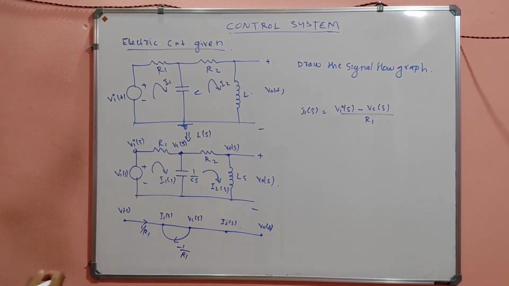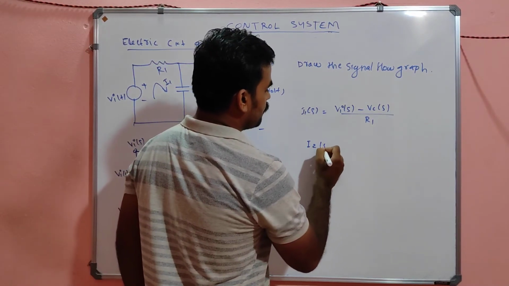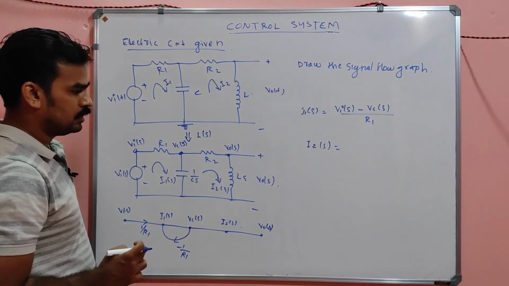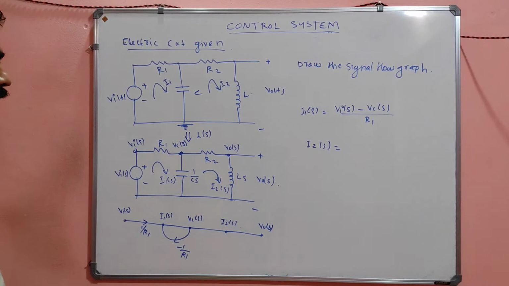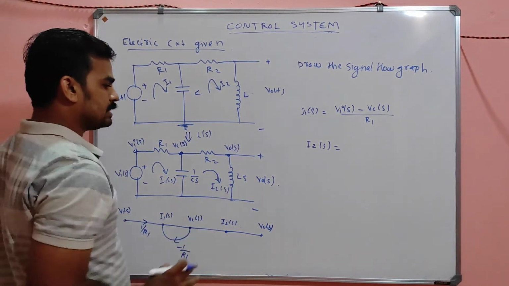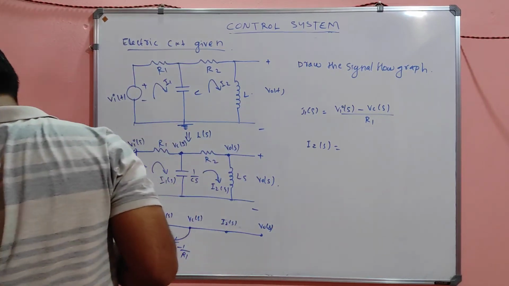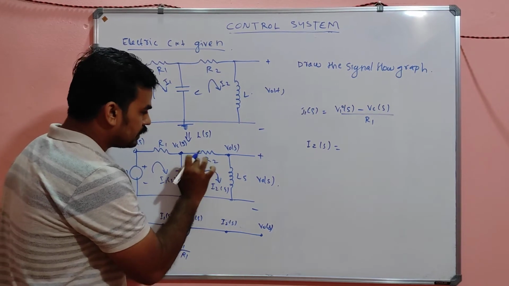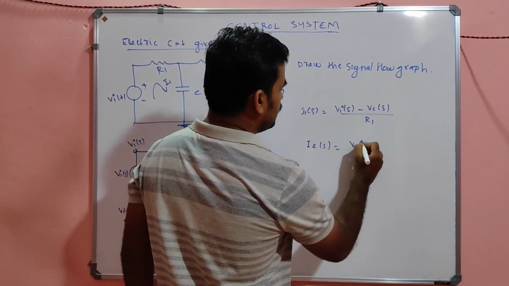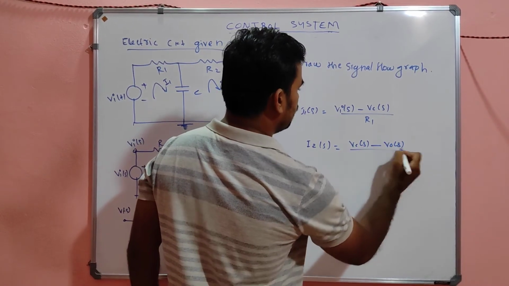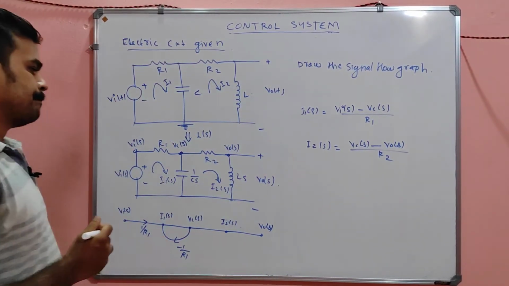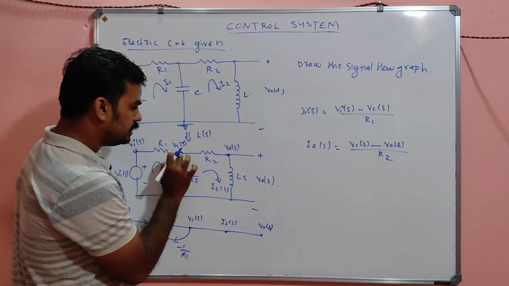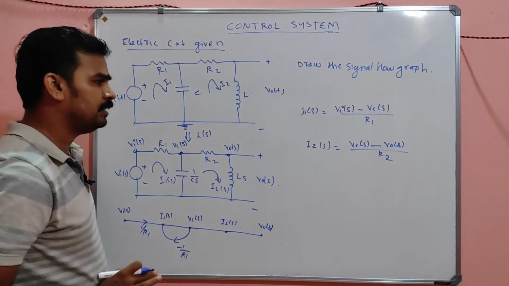Similarly, what is I2 of S, my dears? I2 of S is nothing but the current through this, correct? So I can write it as V0 of S divided by Ls, correct? Or I can say that this I2 of S is the current through this R2, which will be equal to Vc of S minus V0 of S divided by R2. Am I correct? So this I2 of S is equal to this voltage minus this voltage divided by R2, that I will write.